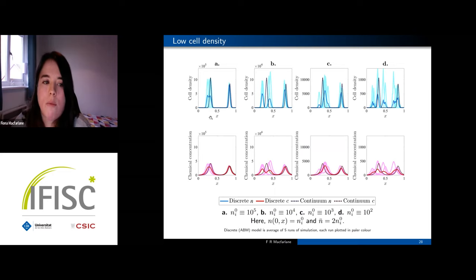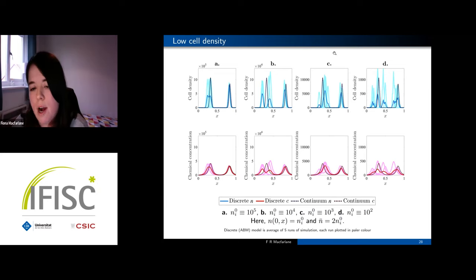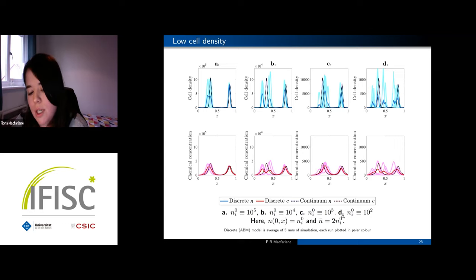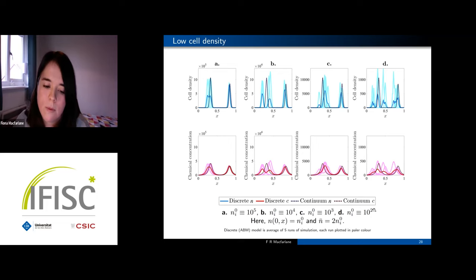So this time, again, we've got cell density on the top row and chemical concentration on the bottom row, but this time each of the four columns is a different parameter setting, where the difference between these settings is the initial number of cells on each position. So in the first case, we've got 10 to the 5 cells on each spatial position at the start, and then in going down to column D, where we have 10 to the 2 cells on each position at the start of simulations. So as before, the solid dark colored line is the average of the agent-based model, and the dashed black line is the PDE model.